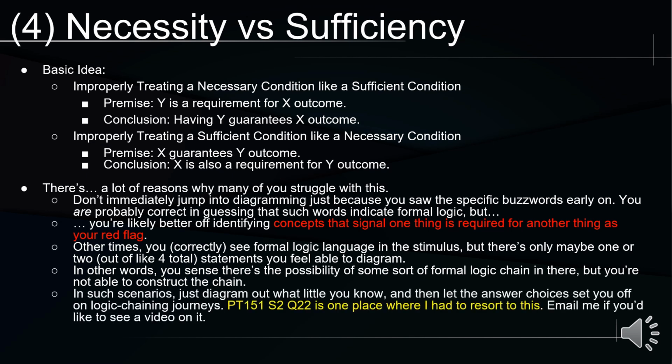In such scenarios, what you should do is just diagram what little you do know. So yeah, great. There were five statements. You feel like you need to diagram them all, but you don't know how. You can only diagram one or two. Just diagram the one or two you know, and then that's fine. Let the answer choices then set you off on a logic chaining journey. So even if you don't know how to chain things together in the stimulus on your own, there's a chance that by the time you get to the most promising answer choices, they will initiate or add to the chain in their own little way, and then you'll be able to manipulate it in the way that you need to.